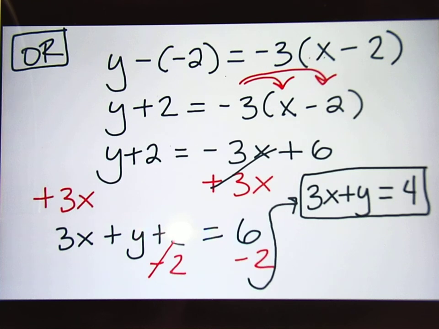Now, if you used point 2, negative 2, the process is still the same, and if you work it out correctly, you can see that we still end up with the same standard form equation. So no matter which of the points you use, if you use the correct process, you still will get the same standard form.